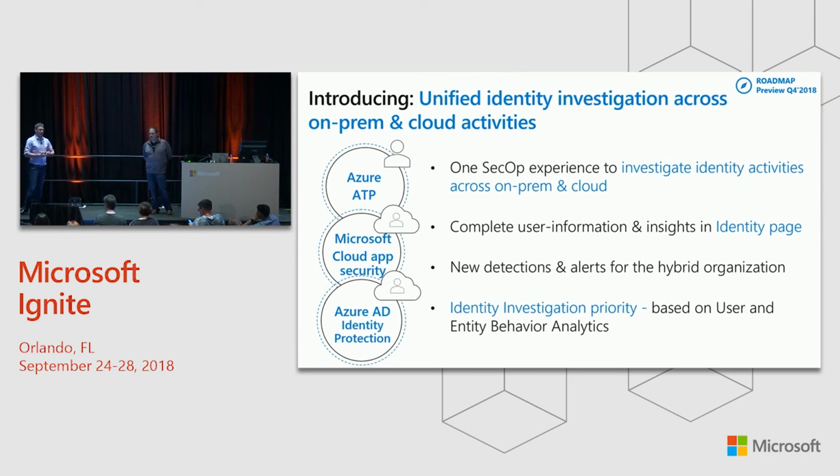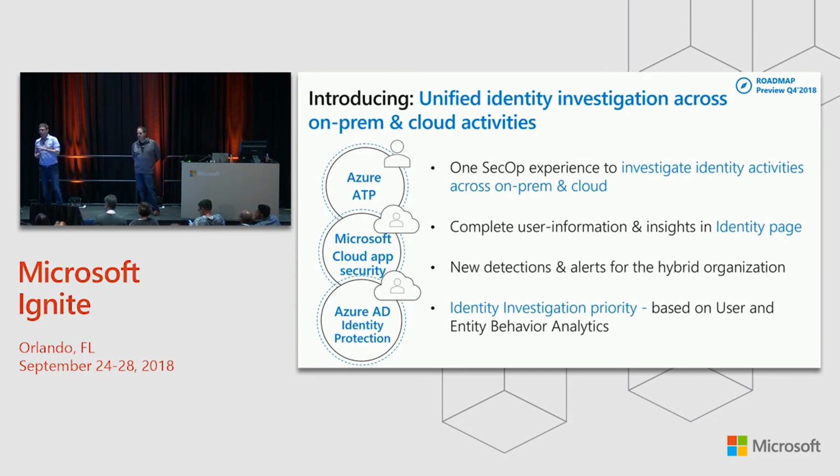If there are any behaviors of the user between the cloud and on-prem that are considered suspicious, we'll provide you this information. We'll provide some new detections for that. But we're going to do more than that. We're thinking about you, security operations or incident response people going through the alert queue and understanding that there are many users that could be considered compromised.